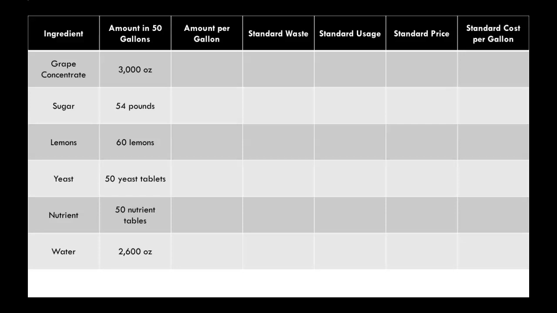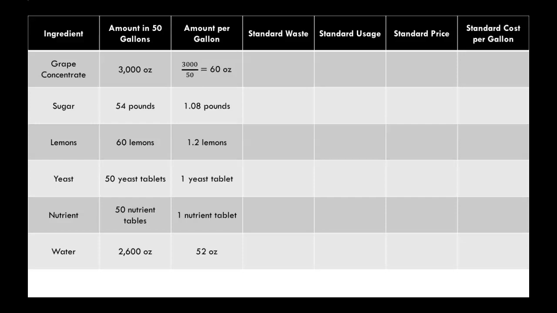So if 3,000 ounces are in 50 gallons, if we divide that 3,000 by 50, that'll tell us how much would go into 1 gallon, right? So 3,000 divided by 50 equals 60 ounces. So we would need 60 ounces of grape concentrate in 1 gallon of wine.